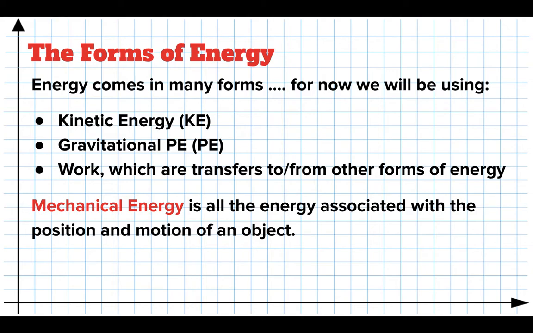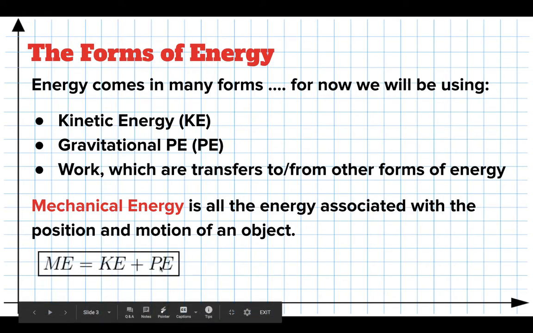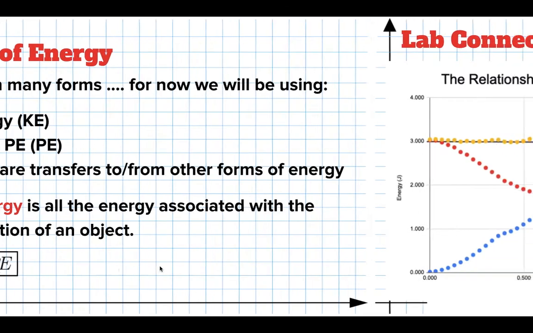So if I have a gallon of gasoline, that has lots of chemical energy, but the chemical energy is not associated with whether the gasoline is moving or not, or whether it's high up or down low on a hill. So that's not mechanical energy. Okay, so mechanical energy is energy associated with position, so that's gravitational PE, and motion, that's kinetic energy for right now. Okay, so we can say the mechanical energy is the sum of the kinetic energy and the potential energy.